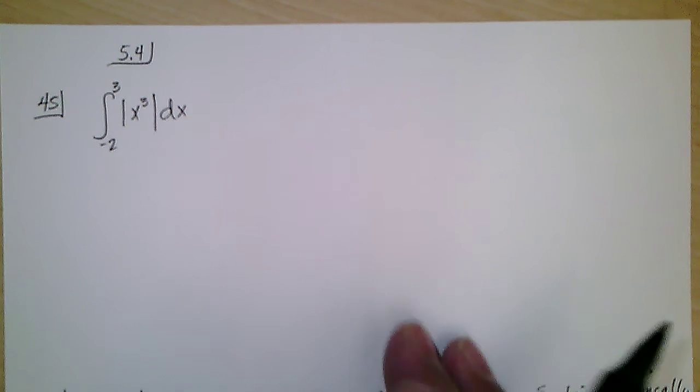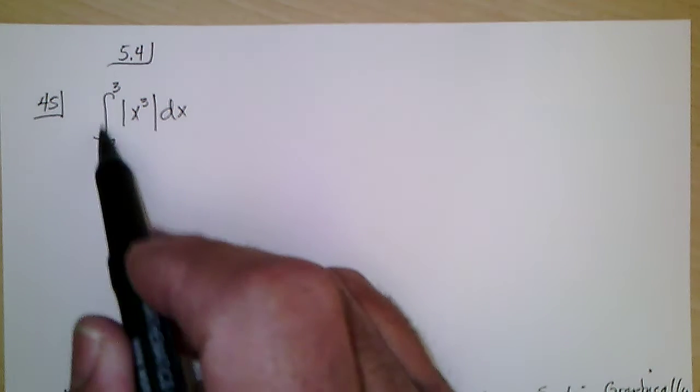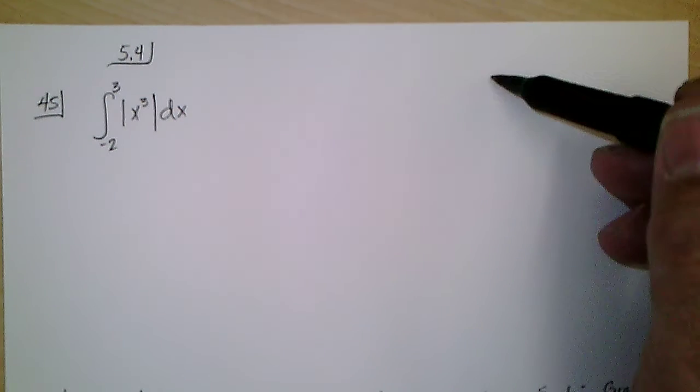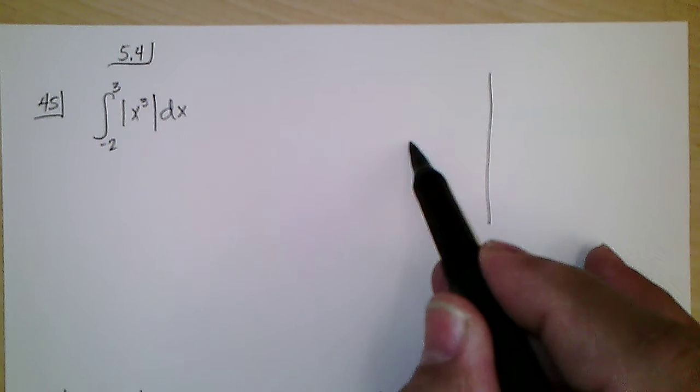5, 4, 45, and 57. So 45. This is the absolute value of x cubed. Now let's remind ourselves of what x cubed looked like.